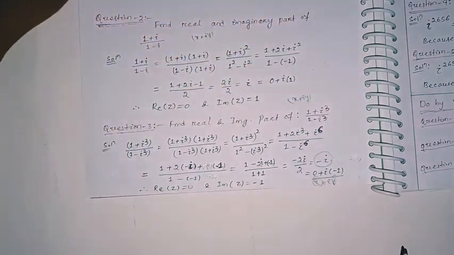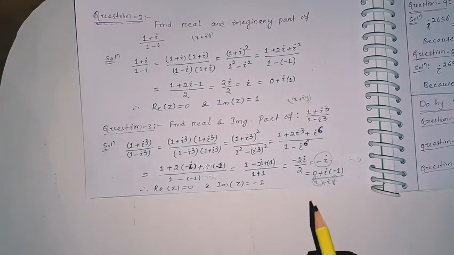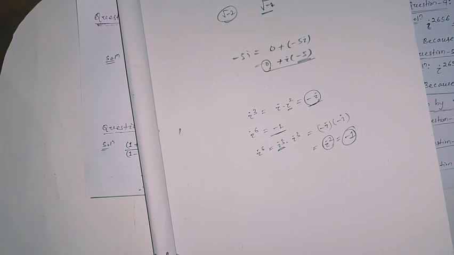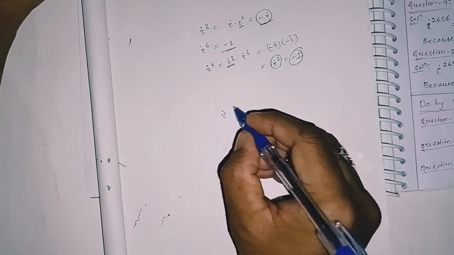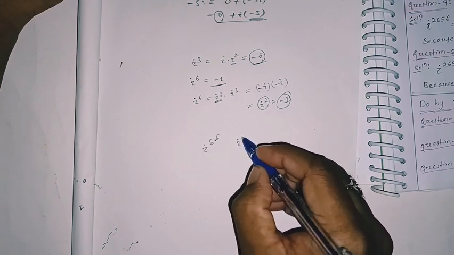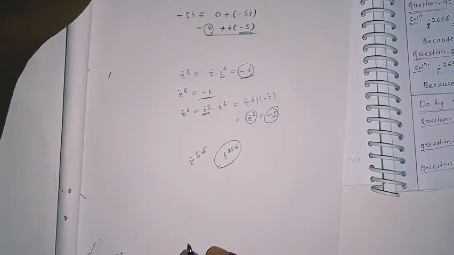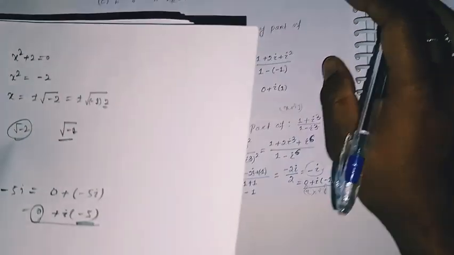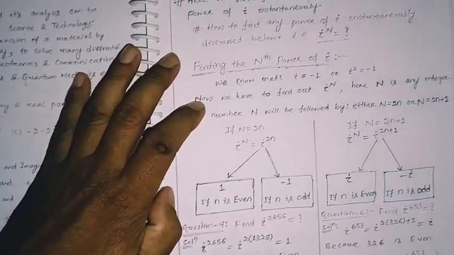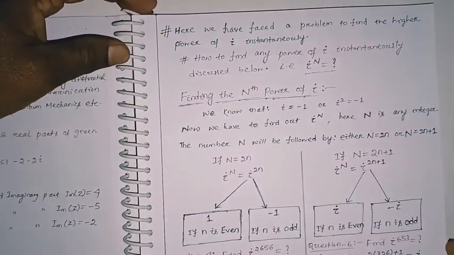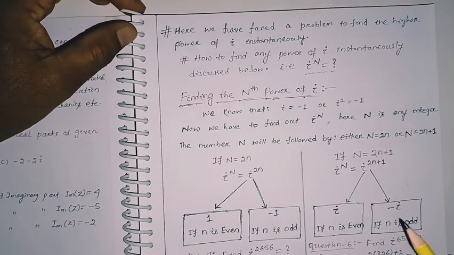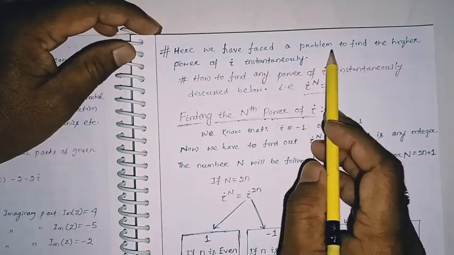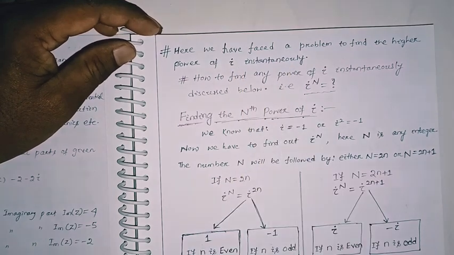So here one thing we faced, that i to the power 6 we have calculated here. If somewhere some higher order of i is given, suppose i to the power 56 or i to the power 256 in the question, it is somewhat difficult to find this higher power of i. So here we are going to discuss how to find the value of i to the power any power instantaneously. So here we have faced a problem to find the higher power of i instantaneously.